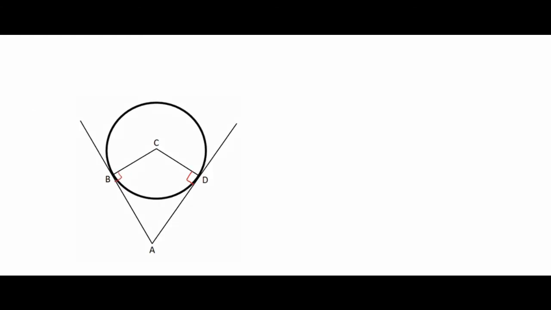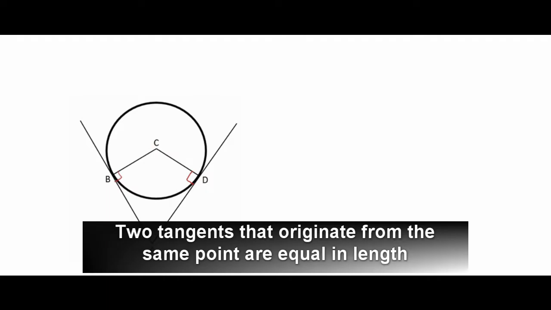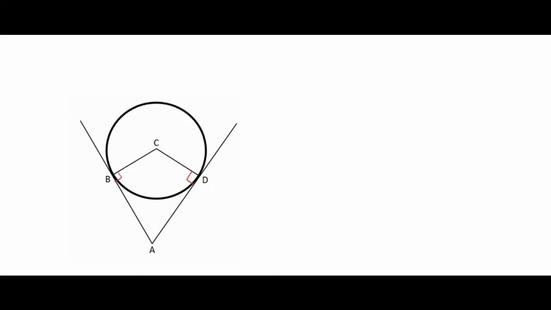Okay, so the next circle theorem is that two tangents that originate from the same point are equal in length. In essence, what we're going to show is that the line AD is equal in length to the line AB. We're going to do this using congruent triangles. So the first step is to join the point C to the point A.